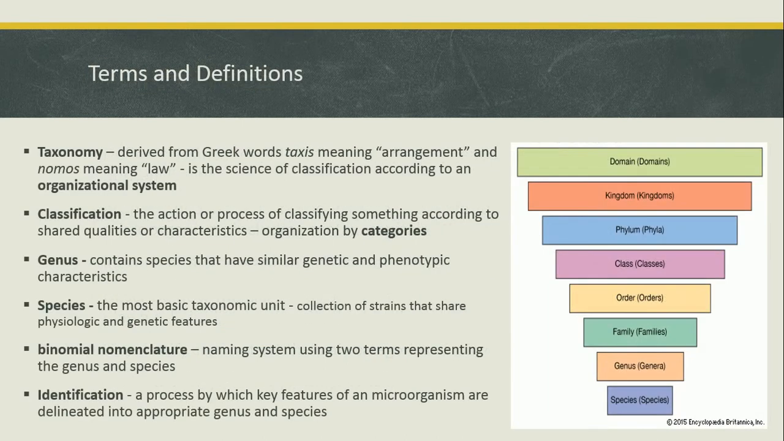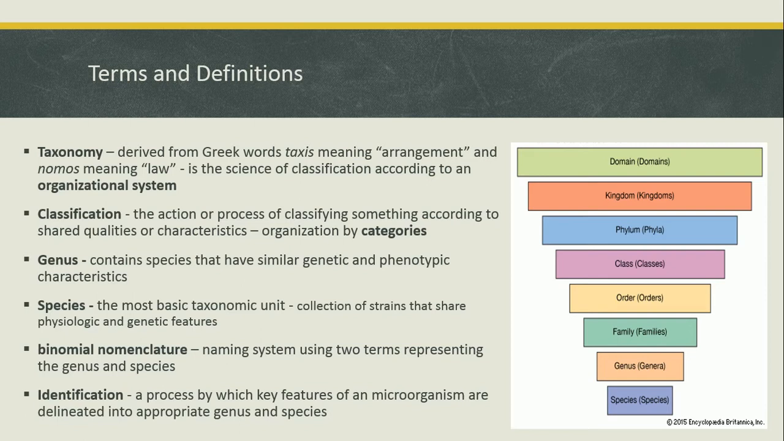I always like to start off with terms and definitions, and I think it gives us a good starting point when it comes to reading. The first one is taxonomy, which is the science of classifying according to an organizational system. Classification is the action or process of classifying something according to shared qualities or characteristics, and to me that just means organizing the system by categories.